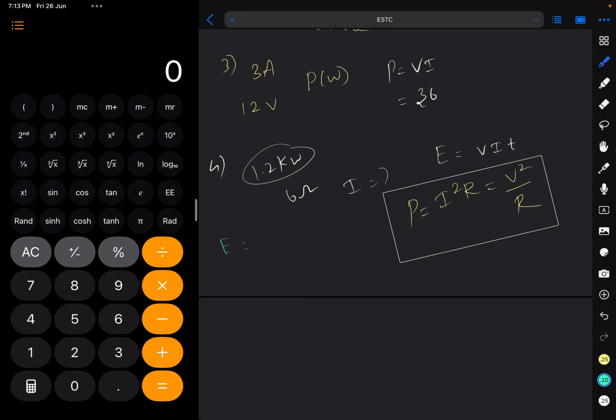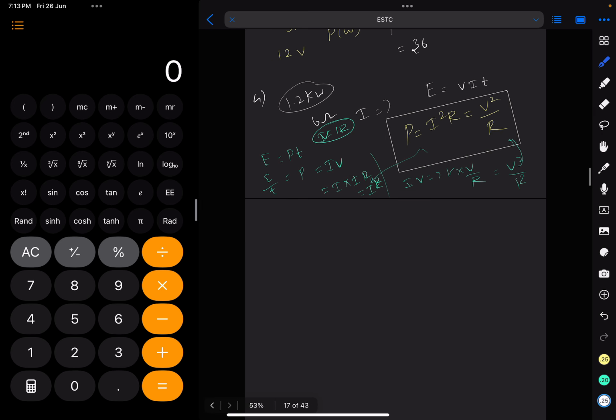Okay, wait. Energy is equal to power into time, right? So power is equal to energy by time, right? What I can say is, it is actually IV, right? In that IV, V is equal to IR, Ohm's law, right? So in place of V, write I into IR. You get I square R. The same way, if you write I as V by R, then it's V square by R. You get the point? I'm running out of time.